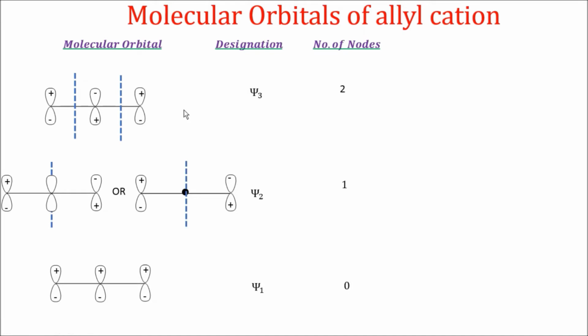So what are the symmetrical properties of allyl cation molecular orbitals? When the molecular orbital has an odd number designation, those are sigma symmetric. Even number designation, those are C2 symmetric. So Psi1 and Psi3 are sigma symmetric because they are odd numbers, and Psi2 is an even number, therefore C2 symmetric.